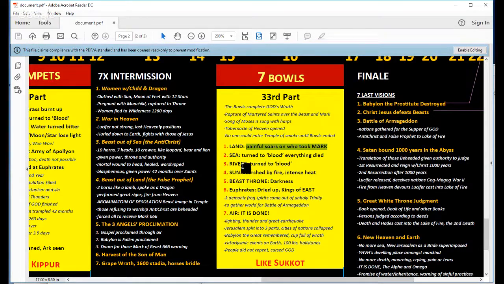Same thing happens to the rivers. Then the sun gets really nasty and burnt. You know, it had gone dark before. Again, it couldn't have been a permanent darkness because that hasn't happened yet. It's going to happen on the fifth bowl. So the sun suddenly gets very, very hot, and people are scorched, and they've already got these sores on them, and there's no water to drink. And then the kingdom of the beast is plunged into darkness. Just the beast kingdom, wherever that is.